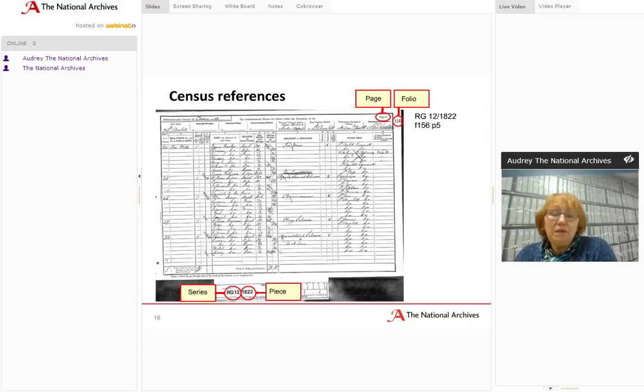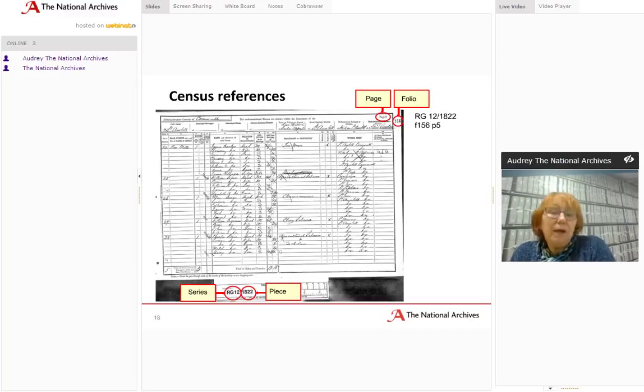But once you've got a piece, and you will see this tag when you're looking at the census on microfilm, that tag with the series and piece number on, but without all my red markings all over it. You will see that on every frame of the census. It might be at the top or the bottom or on either side, but it will always be there on the census page. And then to get your precise page in the census, that's a little bit trickier.